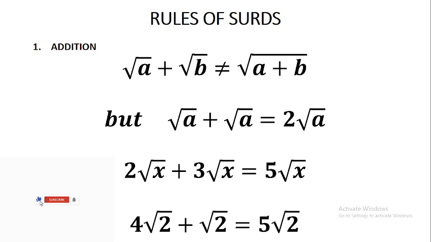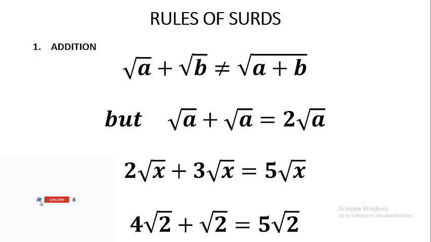So we cannot add sword A plus sword B together. That's what this one really means. That's the first law. But what if you have a goat plus a goat, can you add them together? It's a question I'm asking you, the viewers. Yes, we can add it together. A goat plus a goat will give us two goats. A sheep plus a sheep will give us two sheep.